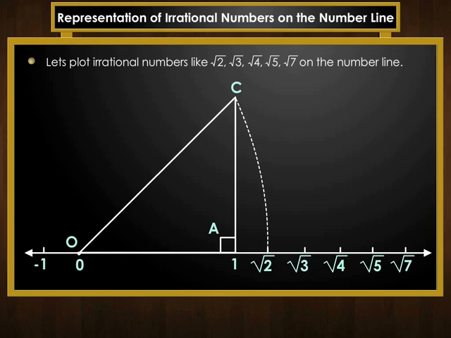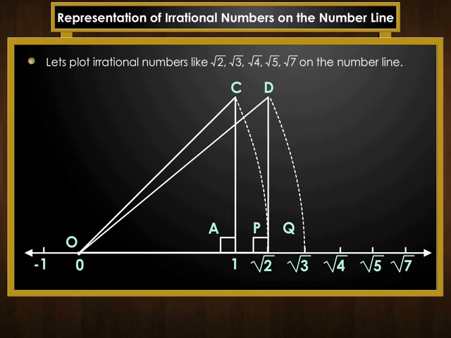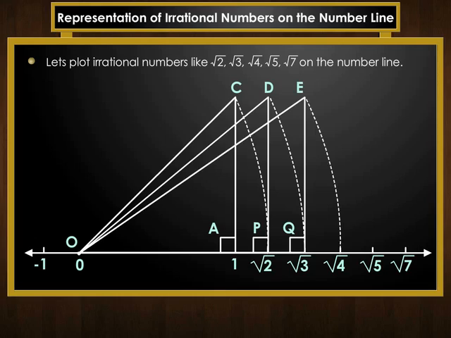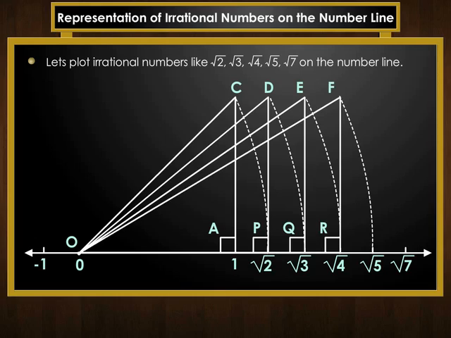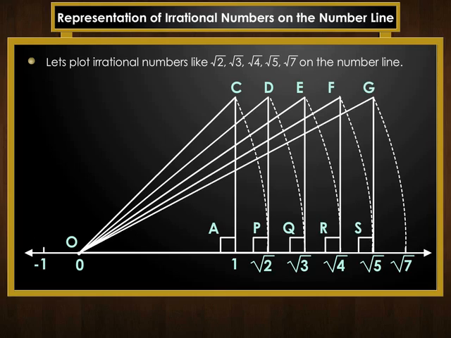Further, we just need to join OD and plot its length on the number line again. This gives us length of √3. Similarly, we can plot √5, √7, etc. on the number line.